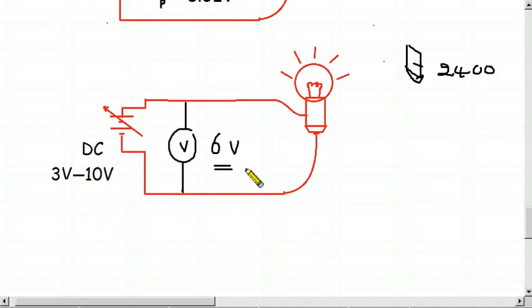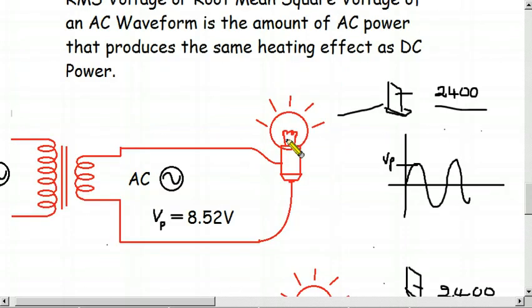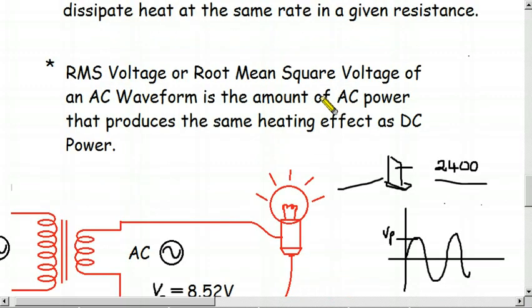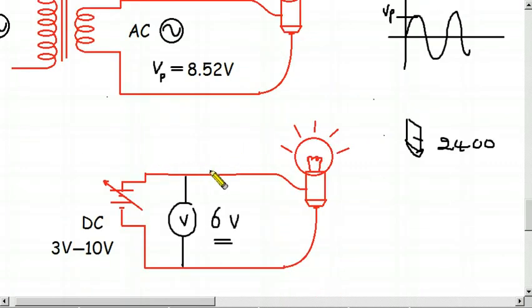So this intensity means the power. The intensity means power. So AC power here, this one is AC power, because we used the transformer as the AC source. So AC power that produces the same heating effect as DC power. That means the power dissipated when you use this DC power supply must be equal. So the same power.